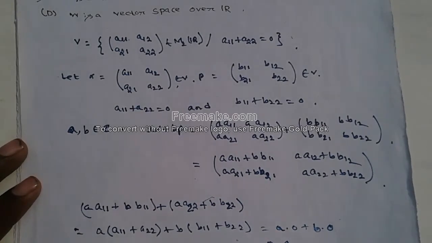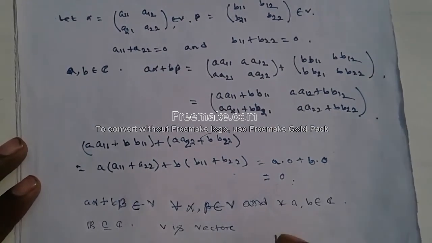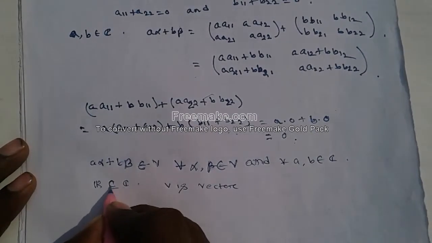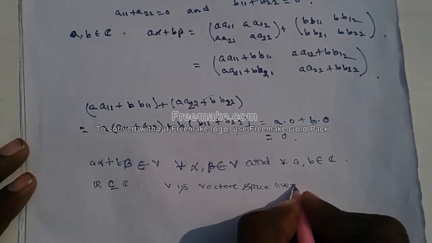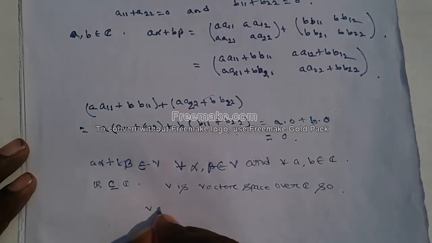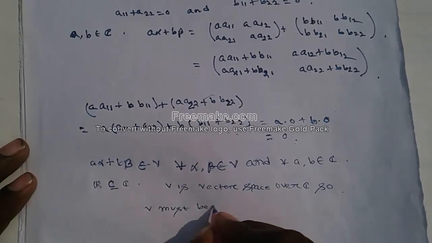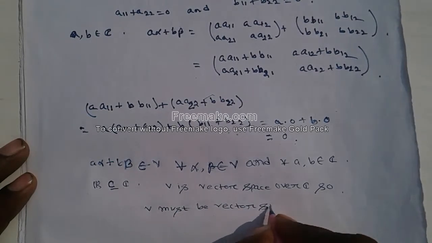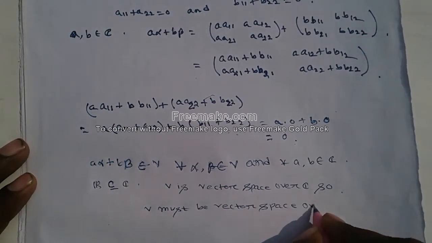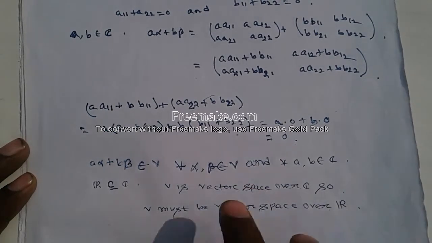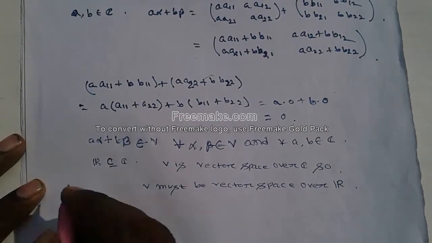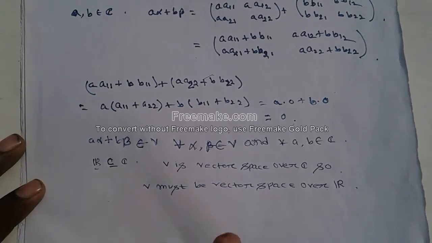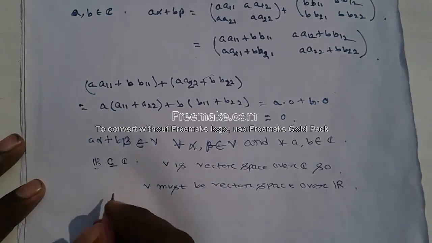Since the real numbers are a subset of the complex numbers and V is a vector space over C, V must be a vector space over R, and this is always true because C is a field extension of the real numbers.